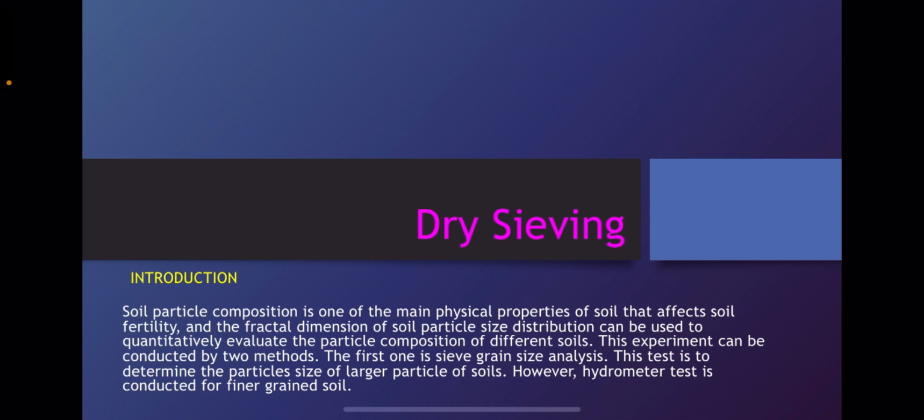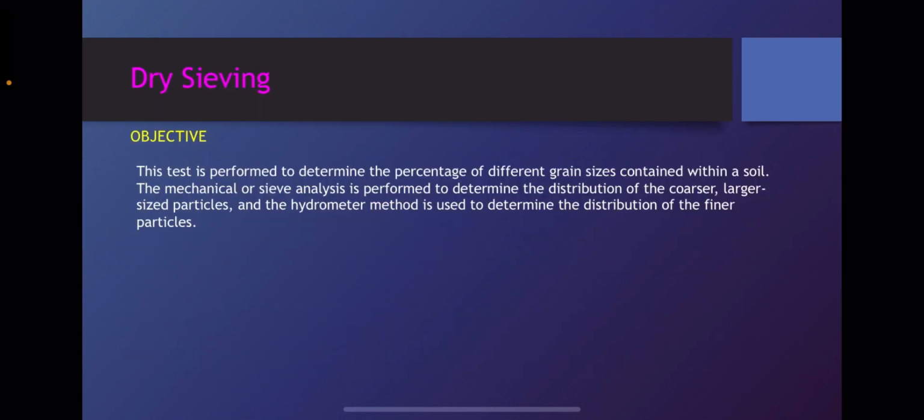This experiment can be conducted by 2 methods. The first one is sieve grain size analysis. This test is to determine the particle size of large particle soils. However, the hydrometer test is conducted for finer grain soil. The objective of this experiment is to determine the percentage of different grain size contained within a soil.